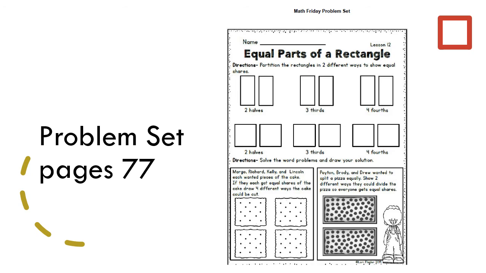On the last word problem, Peyton, Brody, and Drew wanted to split a pizza equally. Show 2 different ways they could divide the pizza so everyone gets equal shares. So think about how you should be cutting those pizzas, halves, thirds, or fourths.